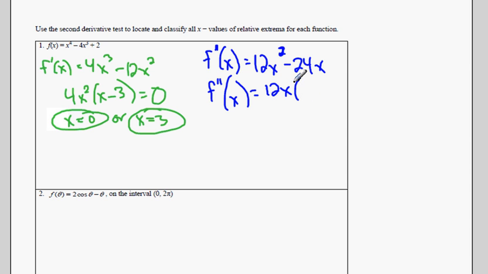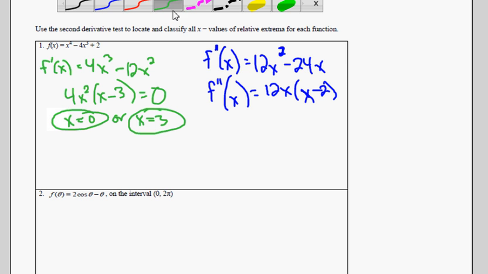I guess it doesn't matter either way, but it might save me some time because I really just need to know if it's positive, greater than 0, less than 0, equal to 0. So 12x, so I get an x and I get a minus 2. Okay, so there's my second derivative.